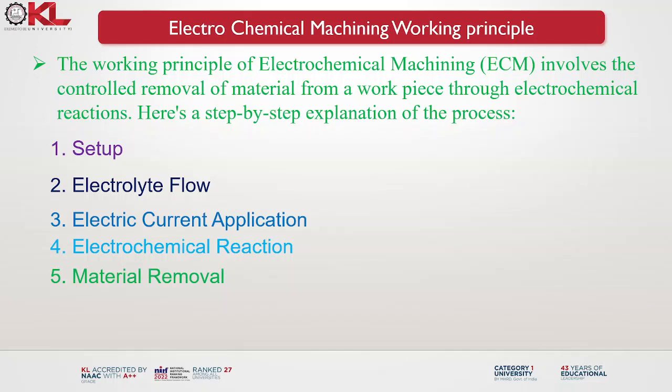Material removal. The metal ions that are released during the electrochemical reaction are carried away by the flowing electrolyte. The dissolved material is gradually removed from the workpiece, resulting in the desired shape and profile. The material removal rate depends on various factors such as current density, electrolyte composition, and the workpiece conductivity.